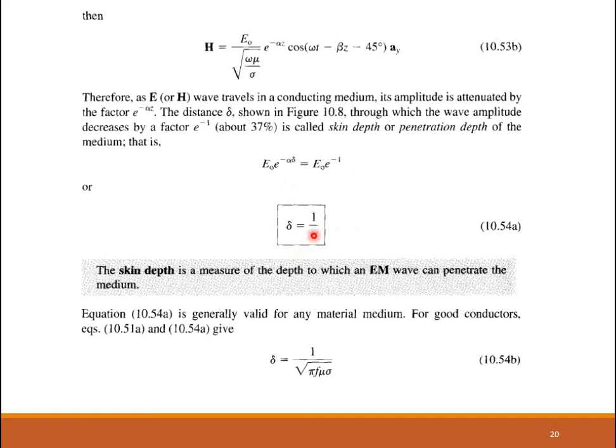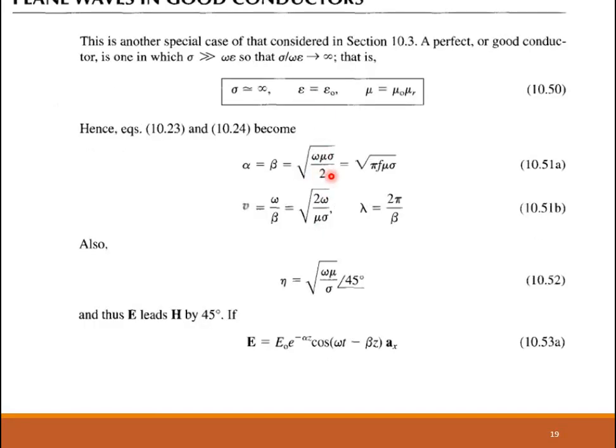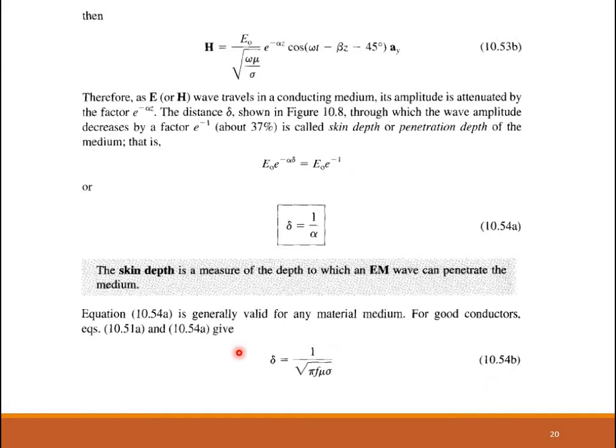Okay, this expression here, 1 by alpha. For good conductors, in place of alpha, when I substitute this, then I get equation 10.54b. So this is specifically for good conductors or perfect conductors.